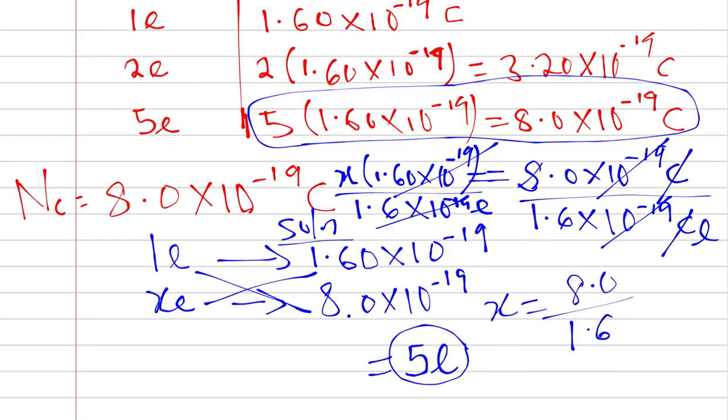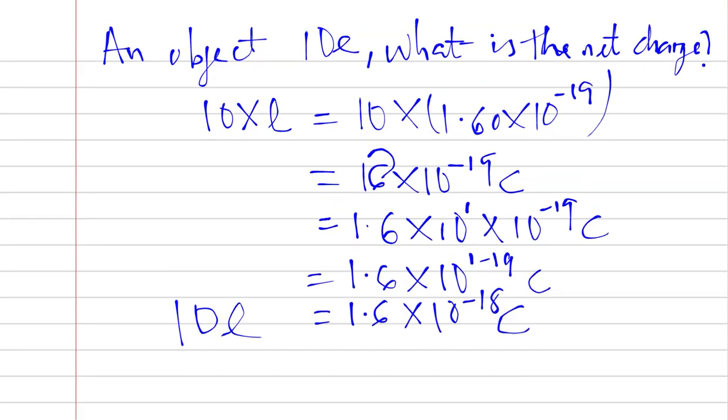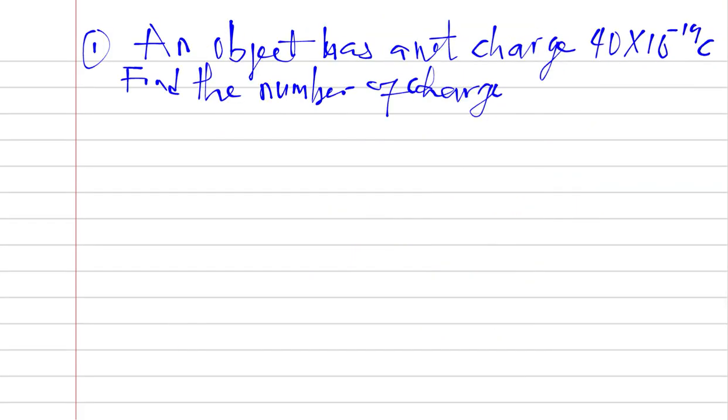If you look at this one now, you can see that when I got 5 electrons, I say 5 times 1.6, it will still give me the 8.0 back. So that is what I'm saying that you should also do. That will help you to be sure of your answer. All right, number 2, find the net charge of an object that has 30 electrons.